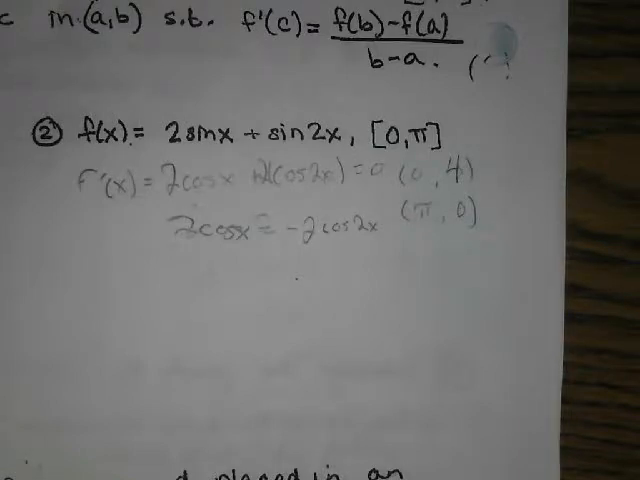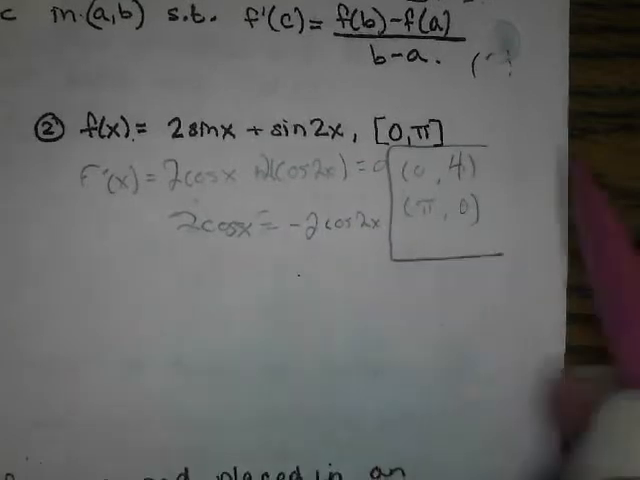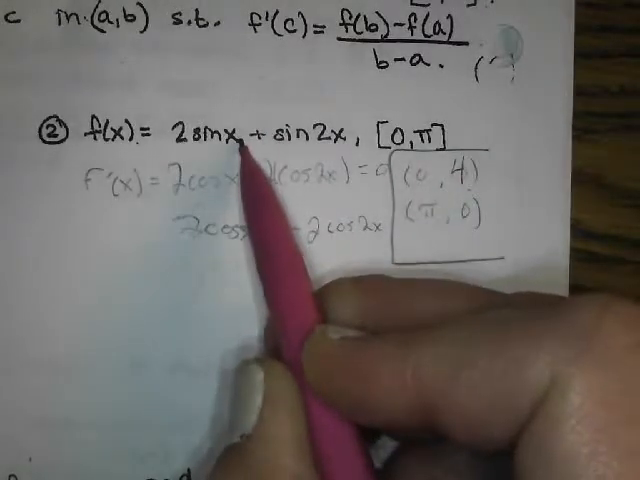Correct. So when you're first and foremost finding the endpoint, 0, 0, because the sine of 0 is 0. 2 times 0 is 0. Sine of 2 times 0 is the sine of 0 again, which is 0. 0 plus 0 is 0. So one endpoint should be 0, 0. The other should be pi, 0.